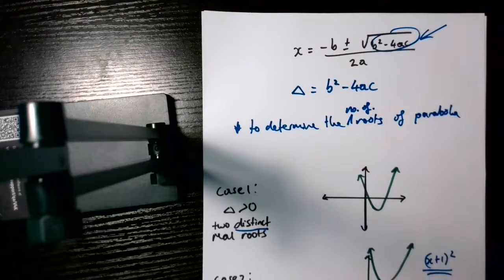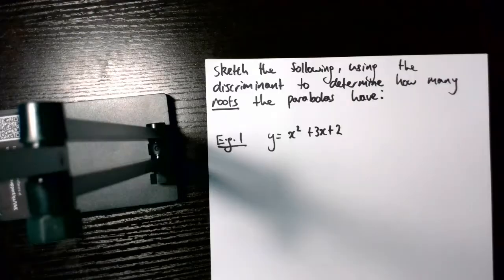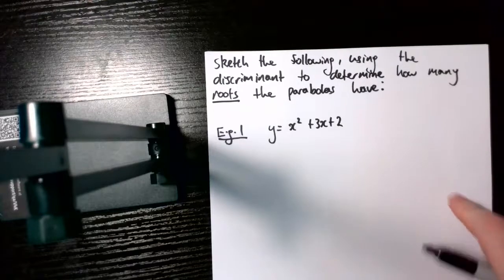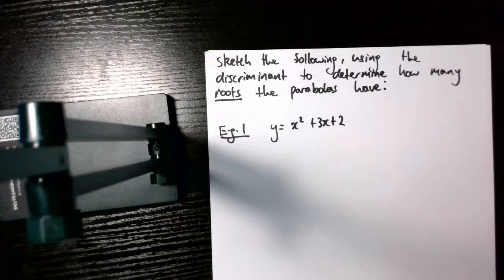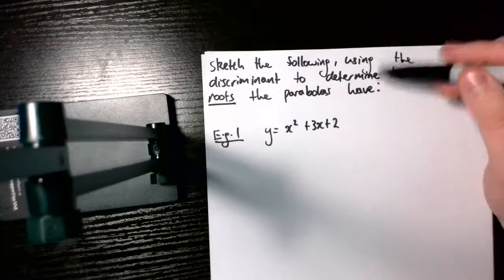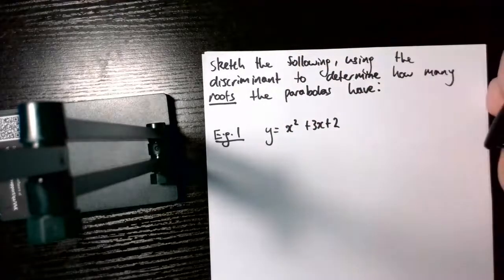So let's have a deep dive into how we actually use this and begin with sketching some parabolas. When we start sketching parabolas, I've already taken you through a step-by-step plan on how to do this, particularly when they're in general form, and that plan doesn't really change. We just add in an extra step. So the question is to sketch the following parabolas using the discriminant to determine how many roots the parabolas have.